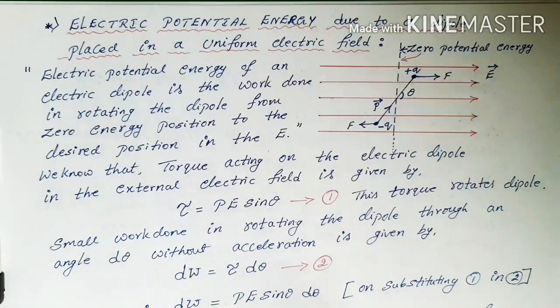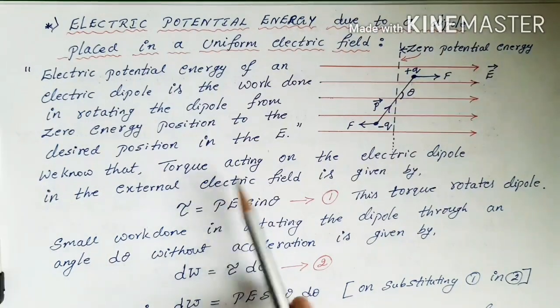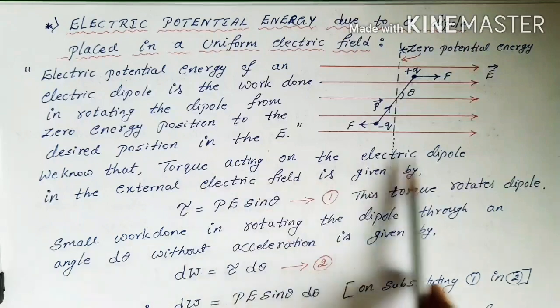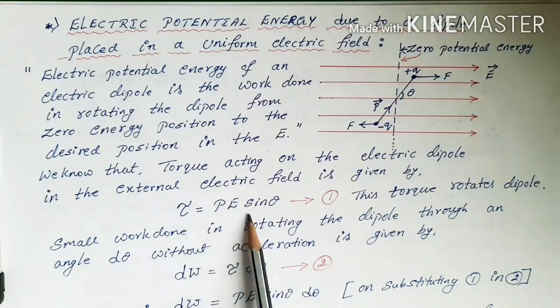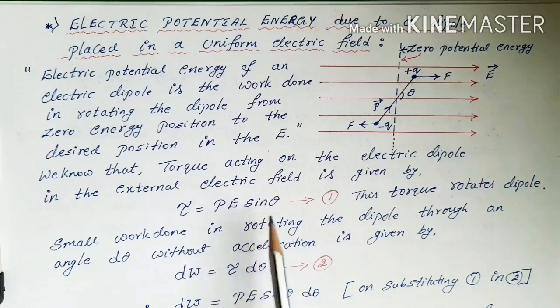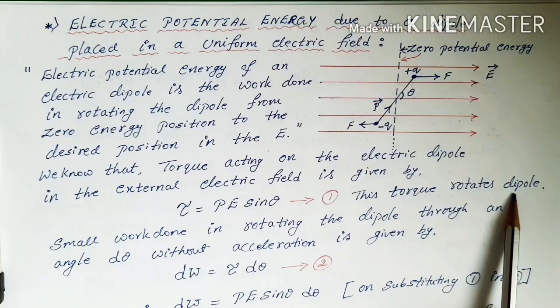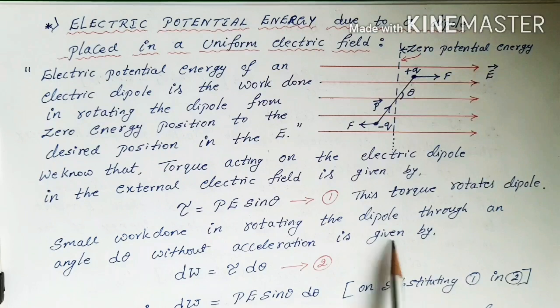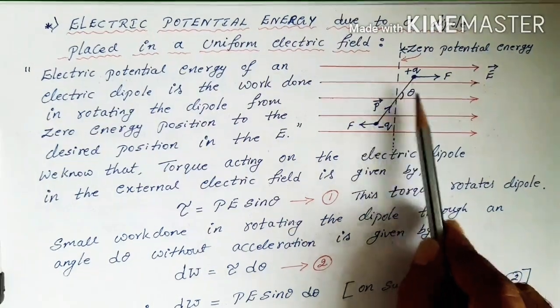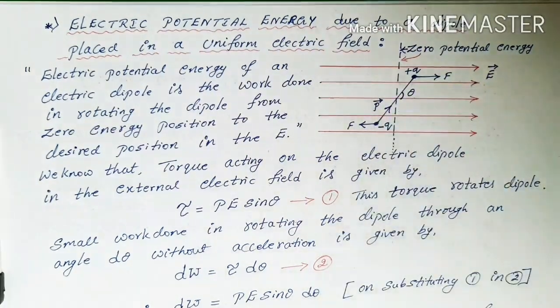To derive this concept, we have to go through the torque expression. Okay, torque acting on the electric dipole in an external electric field. We know this, tau is equal to P sin theta. This is the concept we already derived. Okay, and this torque rotates the dipole. And the small work done in rotating the dipole through an angle d theta without acceleration is given by, it's like we are finding the work done for the small rotation in the dipole. So small work done we can call.